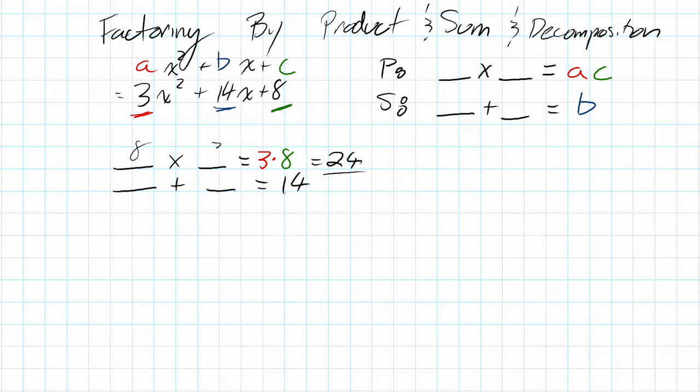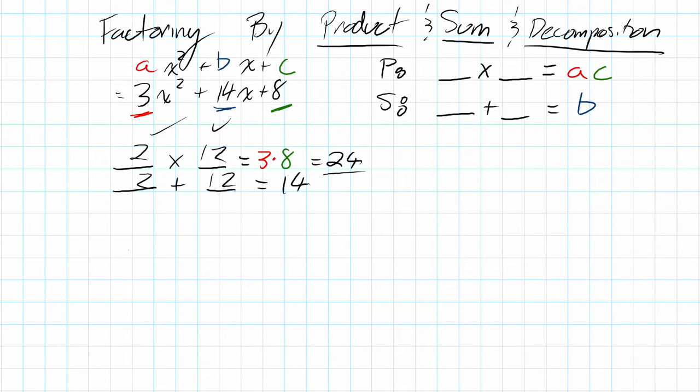8 times 3, that works. 8 plus 3, any version of that, no good. Another factor pair of 24: let's try 2 and 12. 2 and 12, boom, checked it off. There we go. We've figured it out. So that's the product and sum part. You still have to use decomposition.